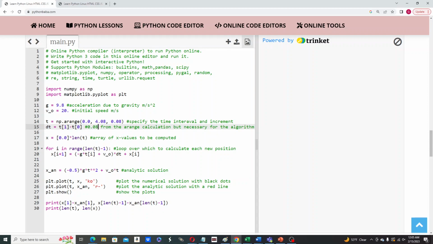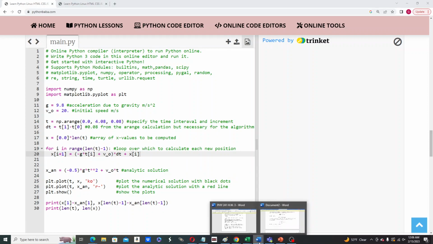Okay? And I'm also creating an x array to hold my x values, the ones that I'm going to compute. I'm creating an empty, well, actually it's technically not empty, it's full of zeros, array of zeros with the same length as my time, so that way my time array and my x array have the same number of elements, and therefore can be plotted against each other. Okay. And here we actually have the whole loop. This is where we're actually computing things.